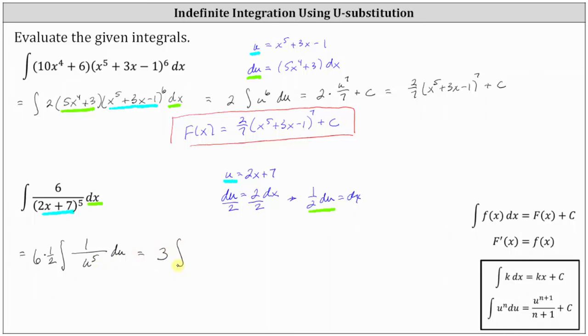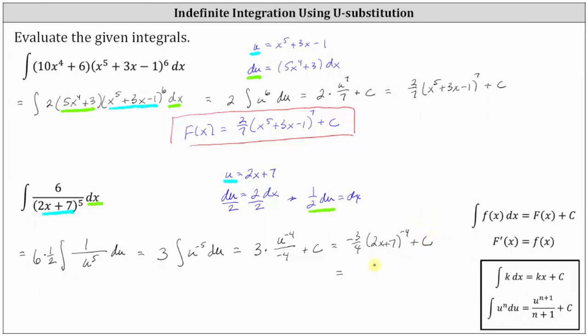This is equal to 3 times the integral of, let's write 1 divided by u to the 5th as u to the power of negative 5. And now we can integrate using the power rule of integration, which gives us 3 times u to the power of negative 5 plus 1, which is negative 4, divided by negative 4 plus c. And again, the last step here is to write this back in terms of x, which gives us negative 3/4 times u to the power of negative 4, which is the quantity 2x plus 7 raised to the power of negative 4 plus c.